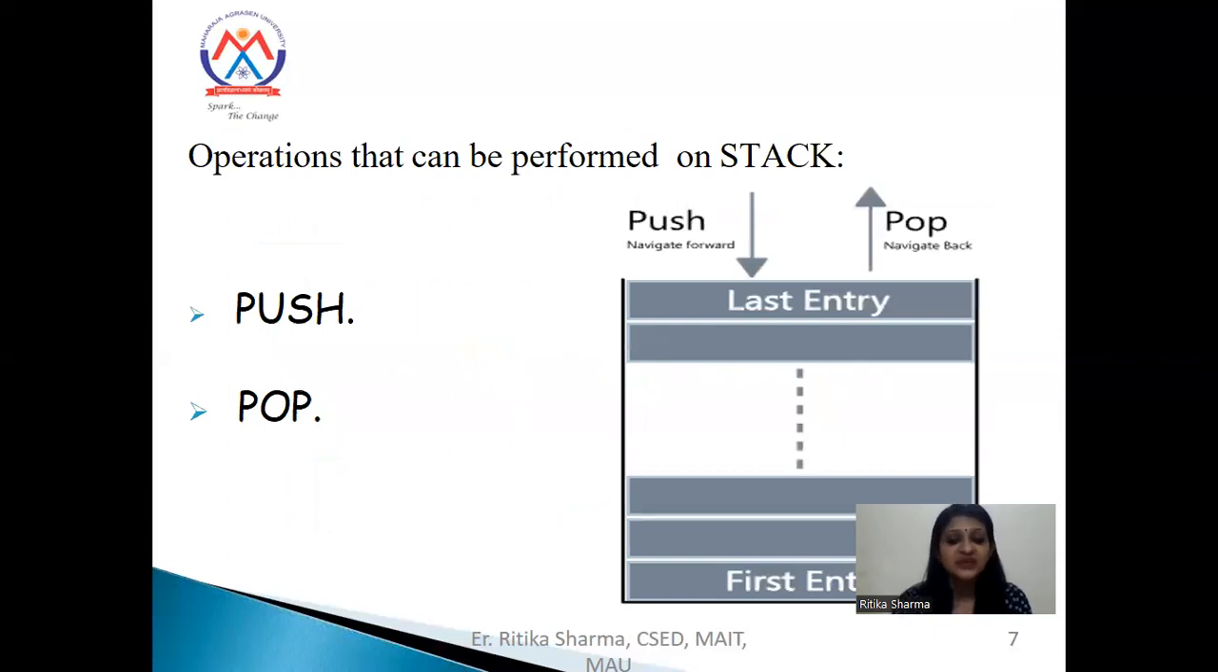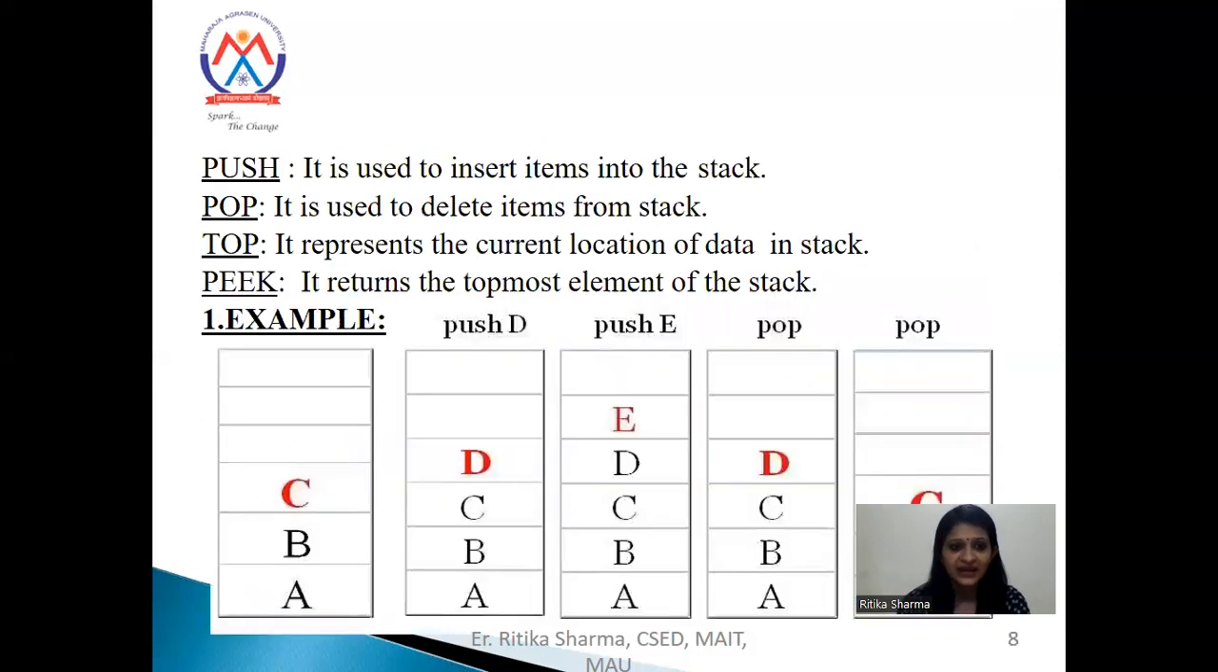Different types of operations we can perform on stack. We have generally two types of operations: push and pop. Push is used to insert the element into the stack, and pop is used to delete the element from the stack. Both operations can be performed with the help of the top variable, and we can insert or delete the element from one end. That is, stack is open at one end. Another operation is called peek. It is also used to access the topmost element from the stack.